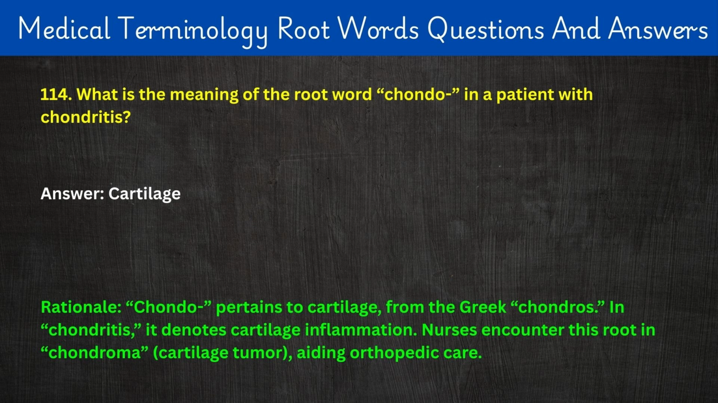114. What is the meaning of the root word chondro- in a patient with chondritis? Answer: cartilage. Rationale: Chondro- pertains to cartilage, from the Greek chondros. In chondritis, it denotes cartilage inflammation. Nurses encounter this root in chondroma, cartilage tumor, aiding orthopedic care.